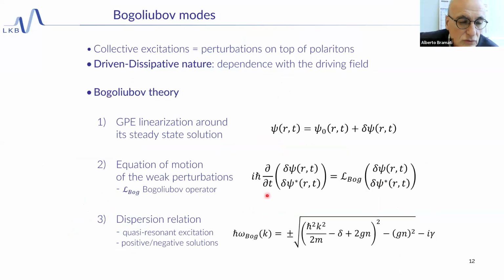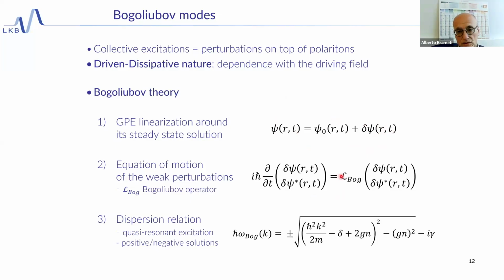Okay, in order to describe the behavior of the collective excitations, we have to use the Bogoliubov theory. So the standard machinery. First of all, we linearize the Gross-Pitaevskii equation around its steady-state solution. So we can write the wave function of the polariton like this: the steady state plus a small perturbation. Then we can derive an equation of motion for the weak perturbation.